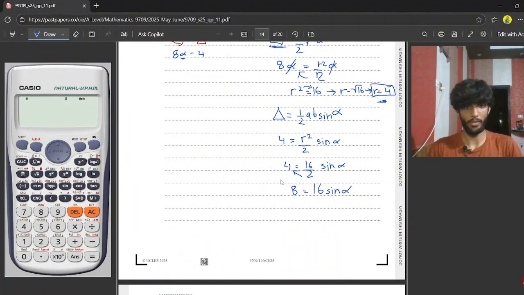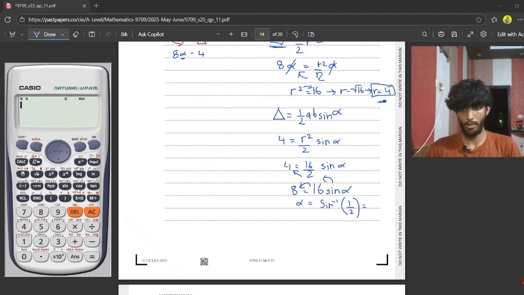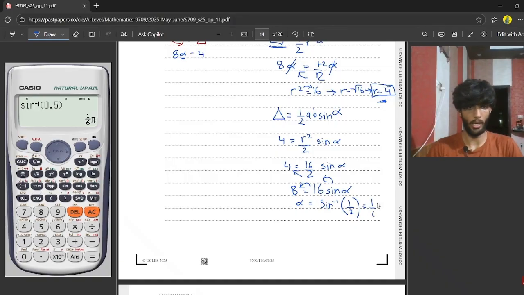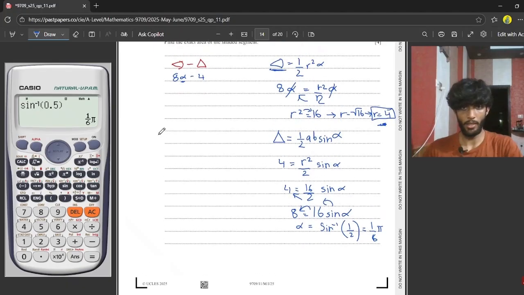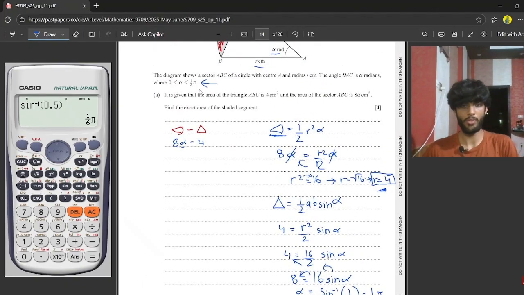And so you can now make alpha the subject. You can send the 16 over to the other side. It's simply just going to be 8 over 16, which simplifies and becomes 1 by 2. So this is just going to be 1 by 2, and then you can take the sine to the other side, so it's going to be sine inverse 1 by 2. Sine inverse of 1 by 2 is pi by 6. And this is correct because if you check the range of alpha, pi by 6 is within this given range.